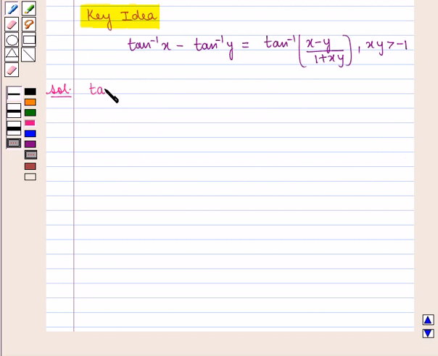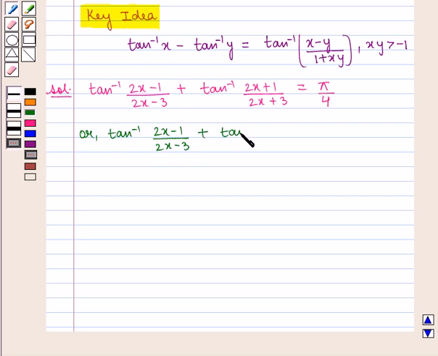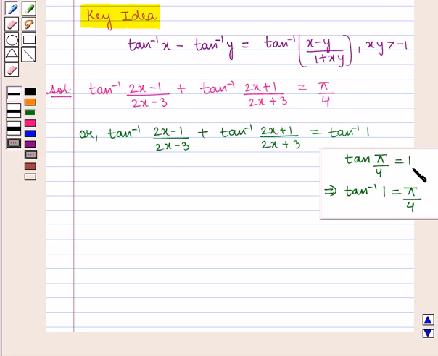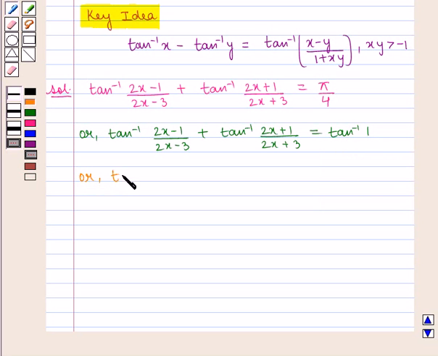We are given that tan inverse of (2x minus 1)/(2x minus 3) plus tan inverse of (2x plus 1)/(2x plus 3) is equal to pi by 4, which can also be written as tan inverse of (2x minus 1)/(2x minus 3) plus tan inverse of (2x plus 1)/(2x plus 3) is equal to tan inverse of 1, since tan pi by 4 is equal to 1, which implies that tan inverse of 1 is equal to pi by 4. Or we can write tan inverse of (2x minus 1)/(2x minus 3) is equal to tan inverse of 1 minus tan inverse of (2x plus 1)/(2x plus 3).